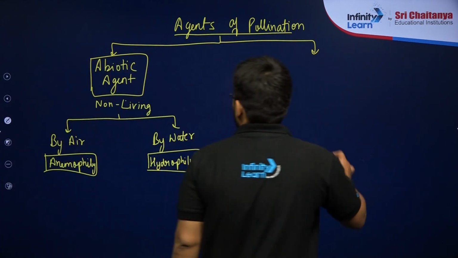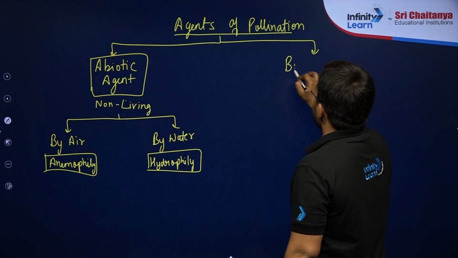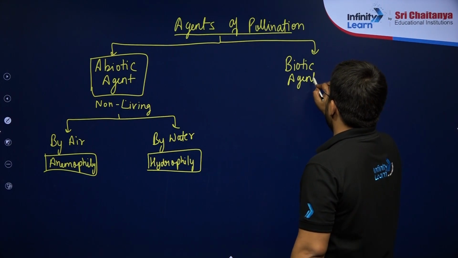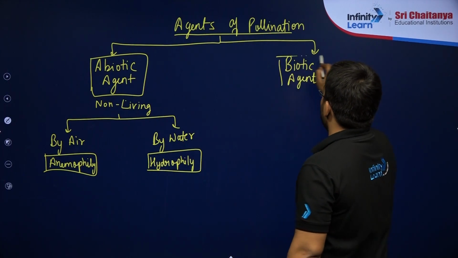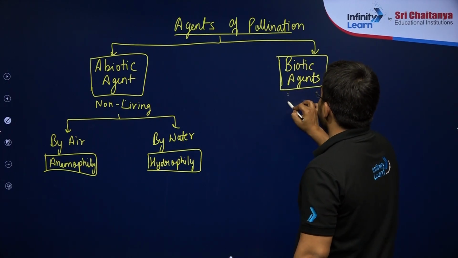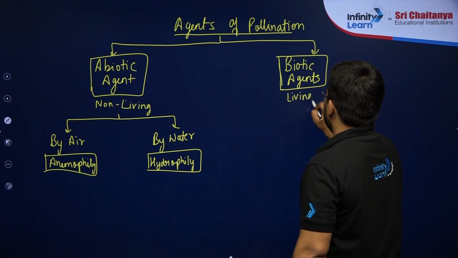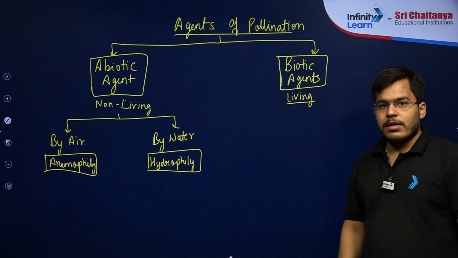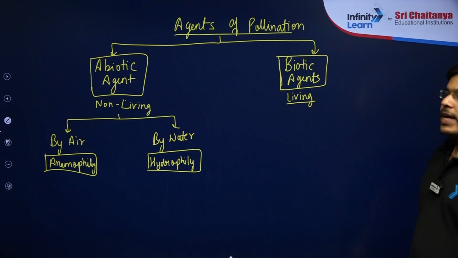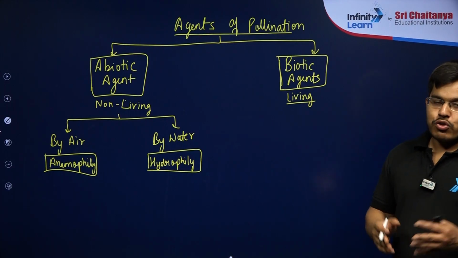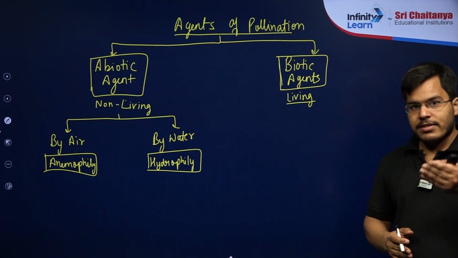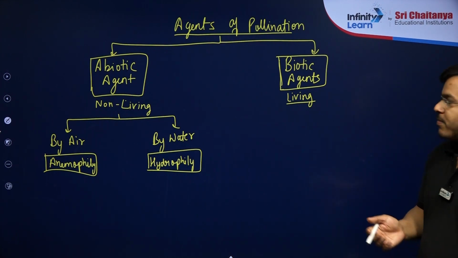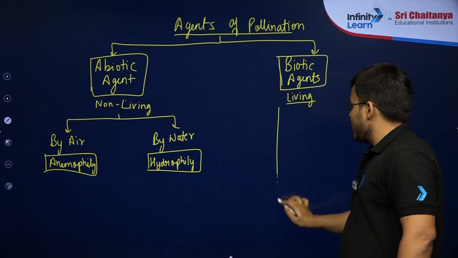Next students we talk about, we can have our biotic agents also. So biotic agents. And students, your biotic agents are going to be living in nature. So unlike your non-living agents, the biotic agents are going to be living in nature. So what kind of living agents can transfer your pollen grain from anther to the stigma of other plant or the same plant sometime also? So students, that is going to be of different types.